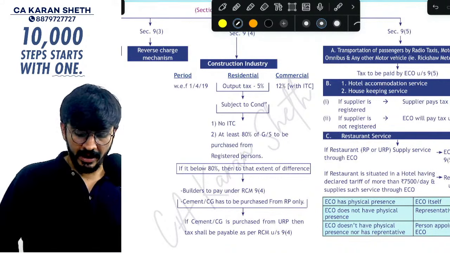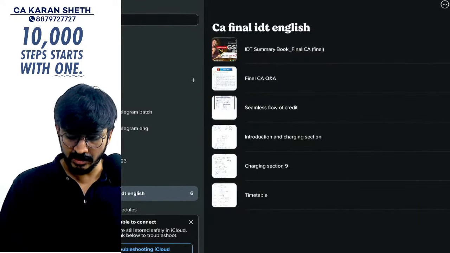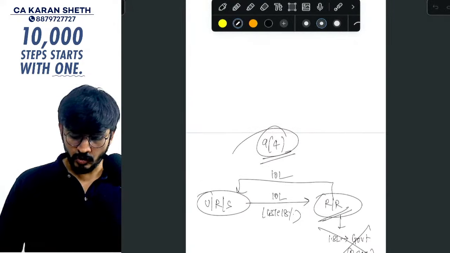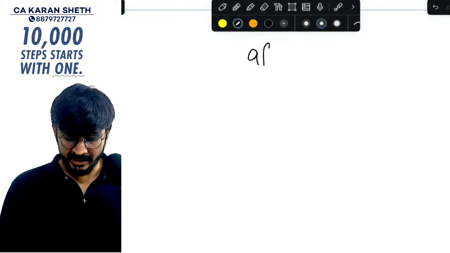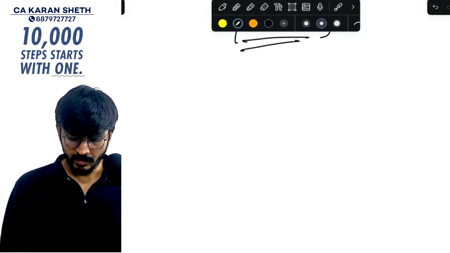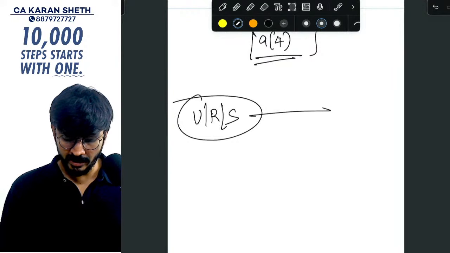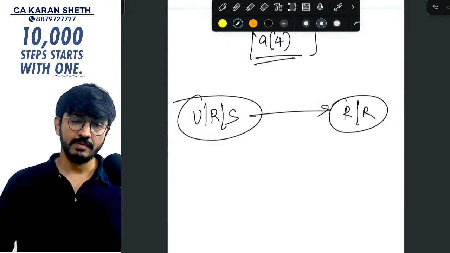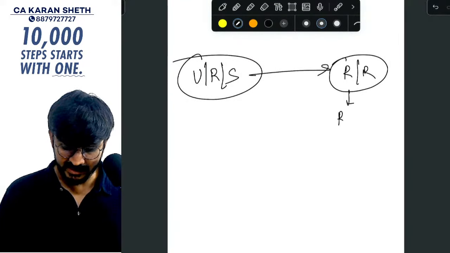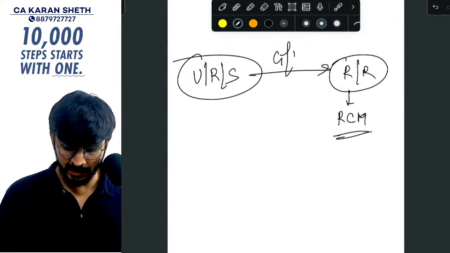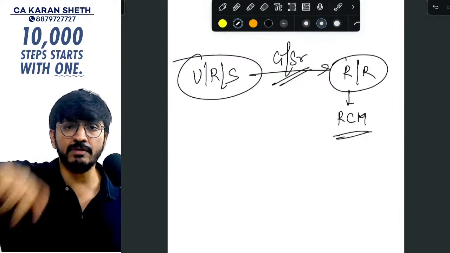Okay. 9 subsection 4, understand, has a certain history, my dear friends. Initially, 9 subsection 4 was levied on any and every goods or service supplied by an unregistered supplier to a registered recipient. So if the supplier is unregistered and the recipient is registered, the recipient will pay tax as per RCM. This was applicable to any goods or service. The only thing you have to see is supplier unregistered, recipient registered, recipient will pay tax.